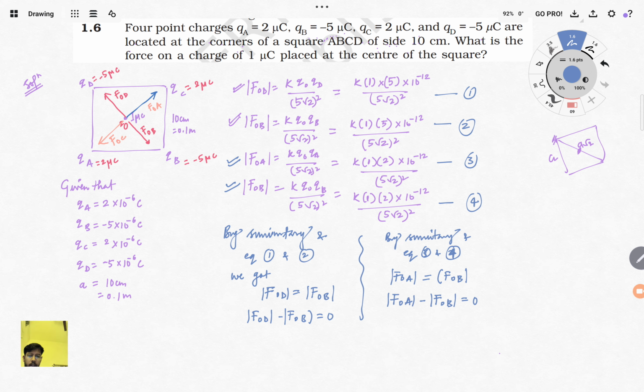So we can see that the net force acting on the 1 microcoulomb charge is 0, right? So what is the force acting on the 1 microcoulomb charge at the center? That is 0. So this is the way you can write the answer in your exam, right? Okay.